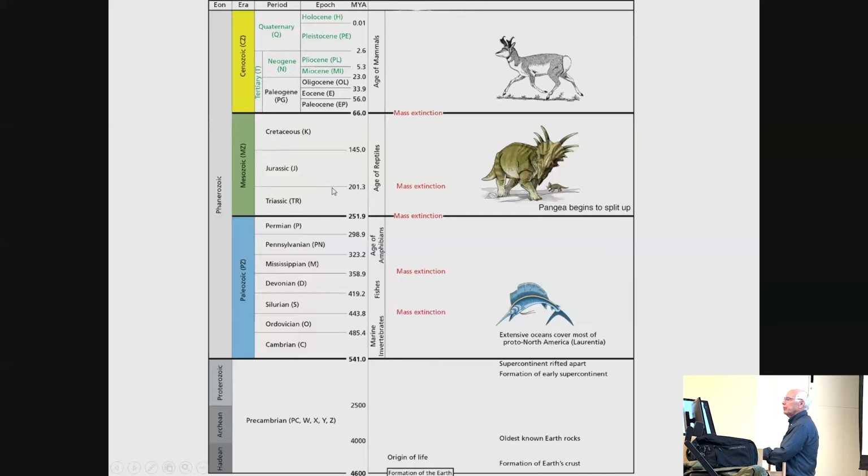There's another extinction event right here at 200 million years, right at the Triassic-Jurassic boundary. That's a time when ammonites almost became extinct. The nautiloids dropped off dramatically, and there was a faunal turnover in many other groups as well.